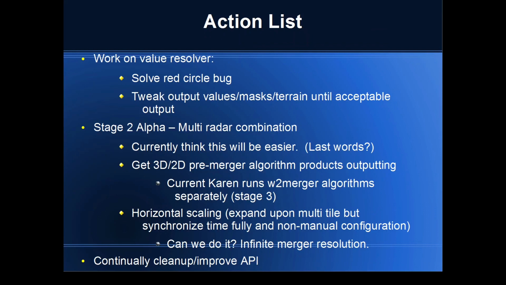The main issue with the CONUS tiles with the current method is time synchronization across different systems and the fact that we have to manually configure them, which makes it very difficult from an IT perspective. Also, we're working to continually clean up and improve the API for others. This is very important so that others can have a better chance of understanding and contributing to the merger process.